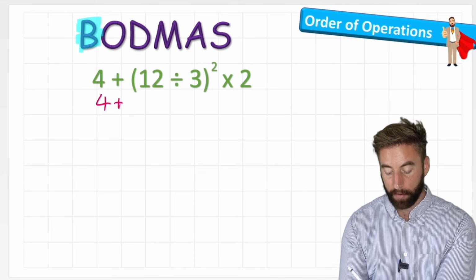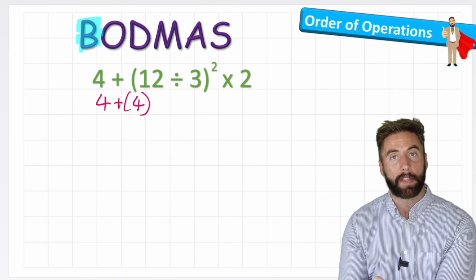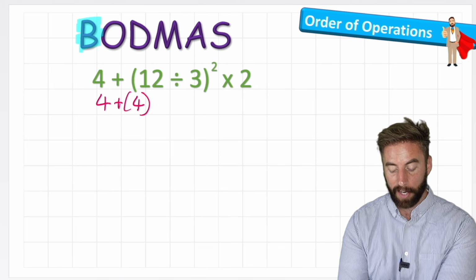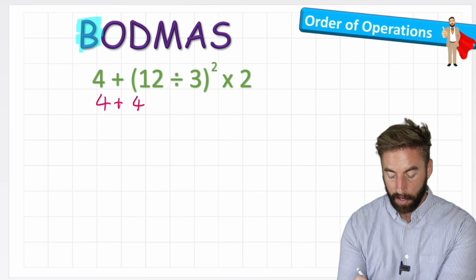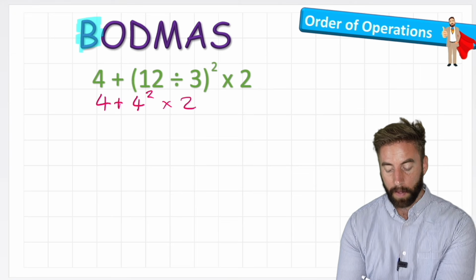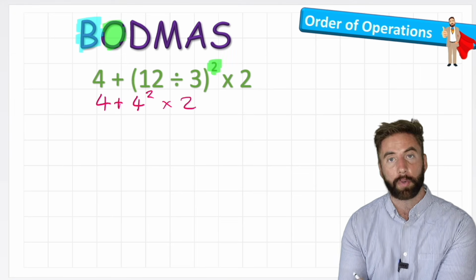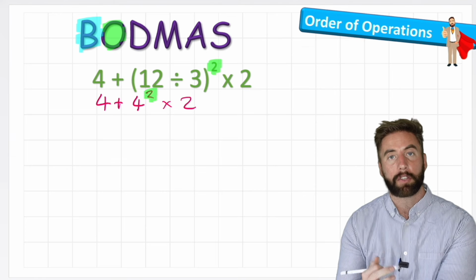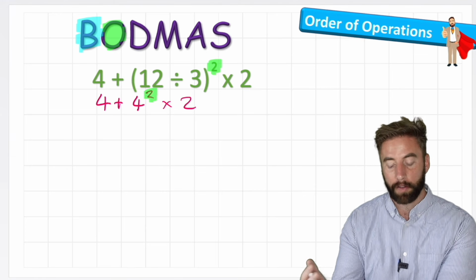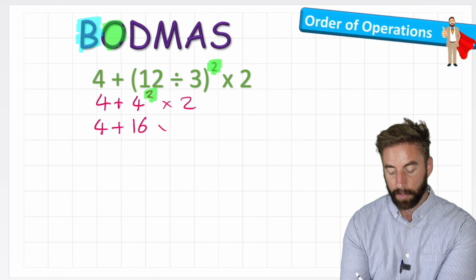So 12 divided by 3 is 4. And because now 4 is the only thing inside the bracket, I can actually now get rid of my brackets. It would be 4 to the power of 2 multiplied by 2. Okay, the next thing to do is the order, which in this case is this power of 2 here. So 4 to the power of 2 is just 4 multiplied by itself, so 4 times 4, and 4 times 4 is 16. So my next row would read 4 plus 16 times 2.